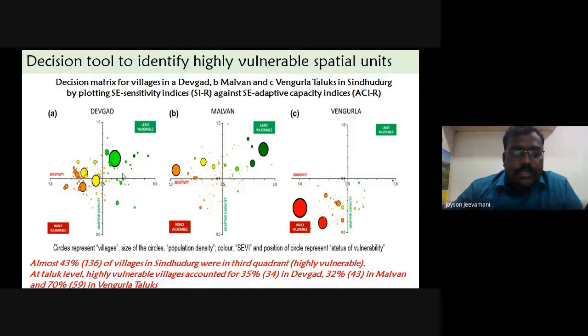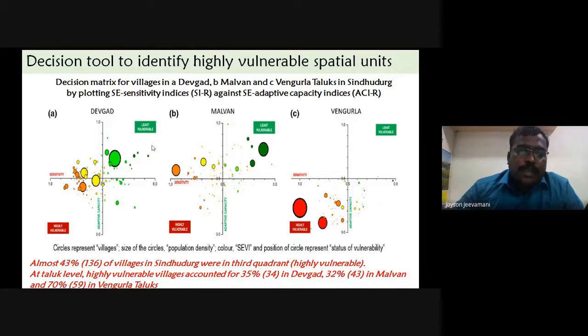Each circle represents a village or town, and the size of the circle represents the population density of the village or town. For example, this green one in Devghat is the highest one. That's why it has a huge bubble, and the color is the SEVI, that is the socioeconomic vulnerability index value, and the position will tell which villages are vulnerable.